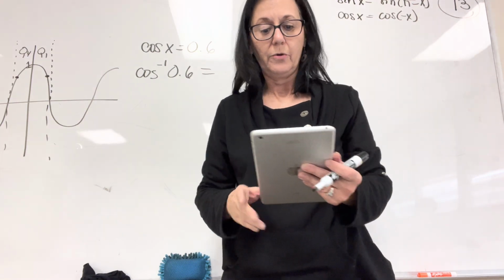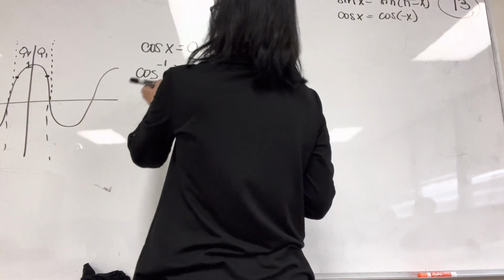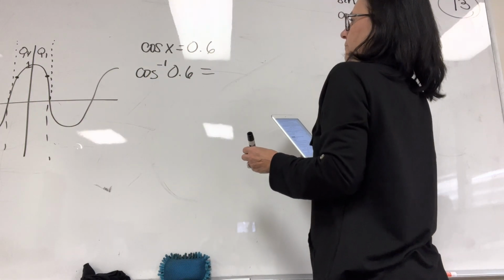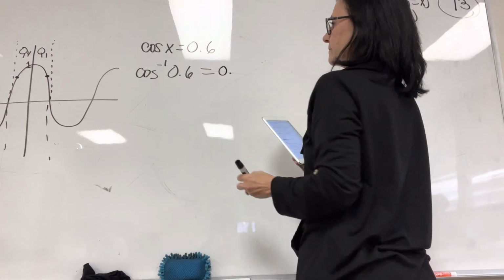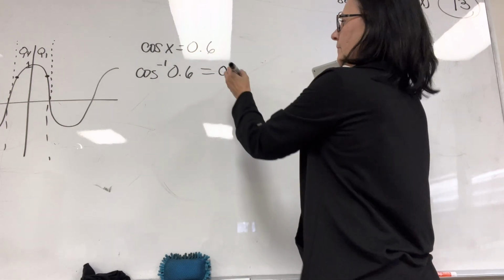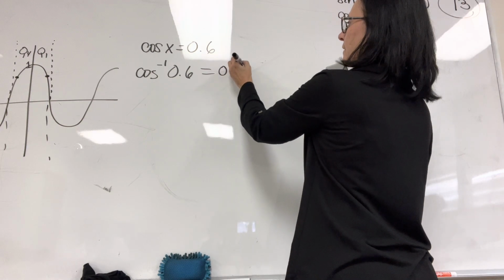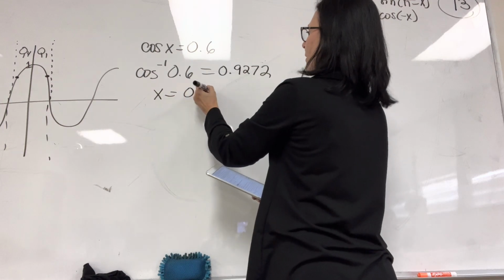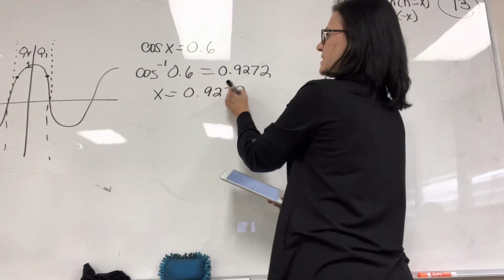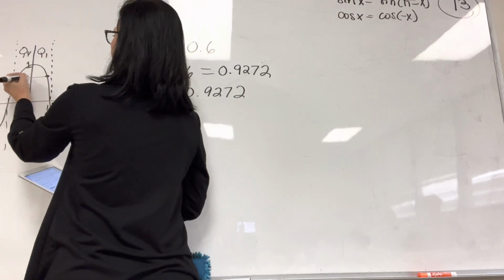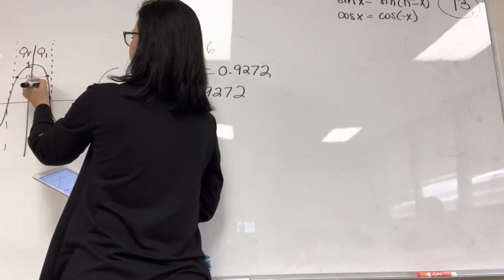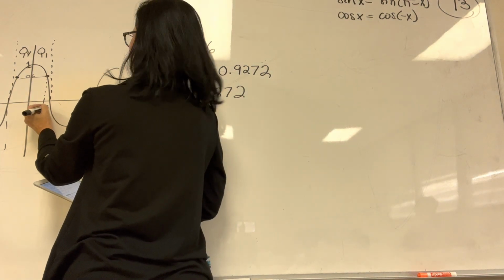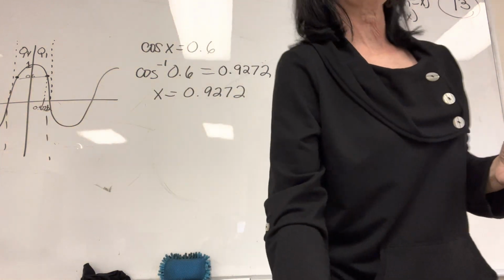Someone do inverse cosine in your calculator and tell me what you get, to 4 decimal places. 0.927. All right, so one of the solutions for x is 0.9272. So if this were 0.6, then this would be 0.9272. Got it? Make sense?